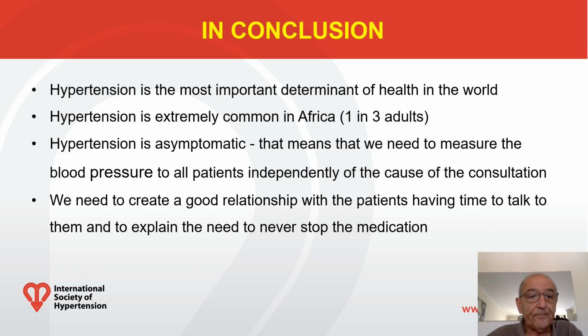So in conclusion, we would say that hypertension is the most important determinant of health in the world. Hypertension is extremely common in Africa. At least 1 in every 3 adults has high blood pressure. Hypertension is completely asymptomatic. That means that we need to measure the blood pressure of all patients independently of the cause of the consultation. And finally, we need to create a good relationship with the patients, having time to talk to them and to explain the need to never stop the medication. And thank you very much.